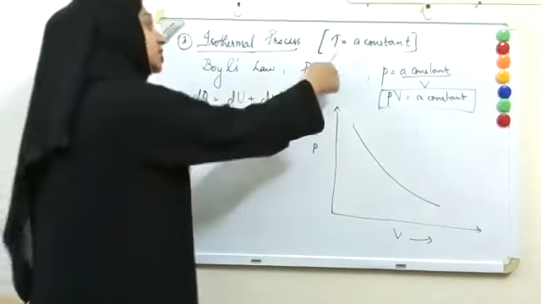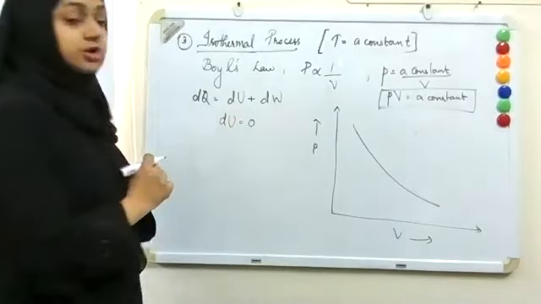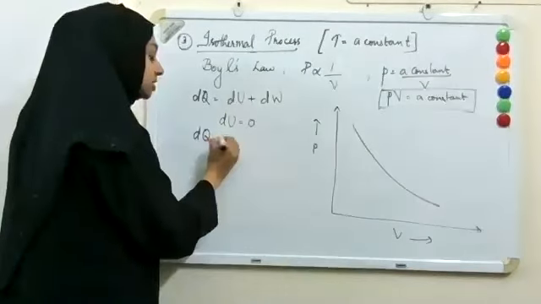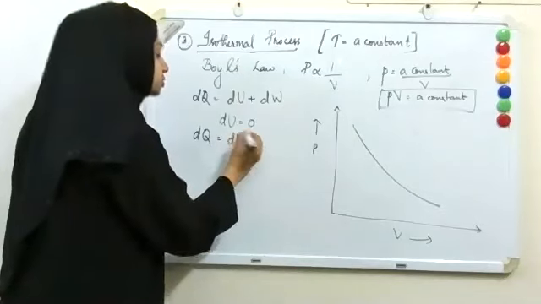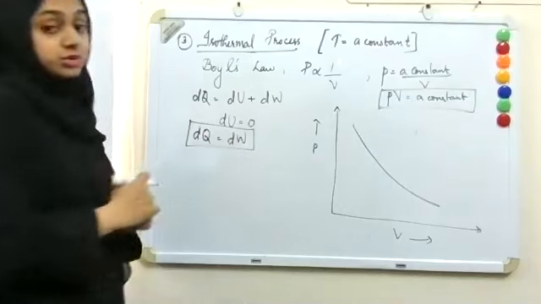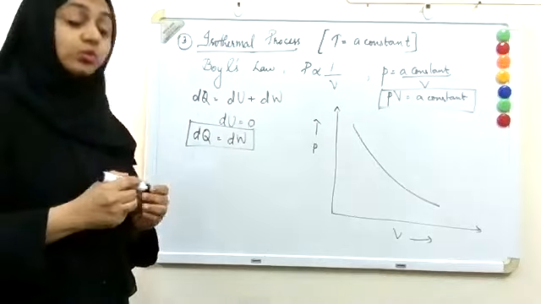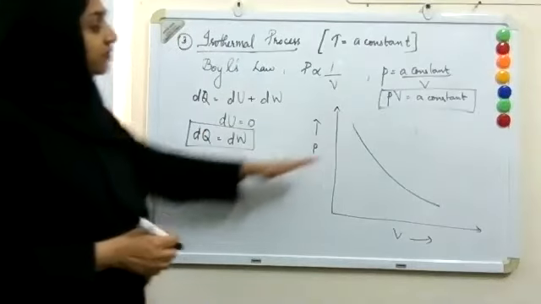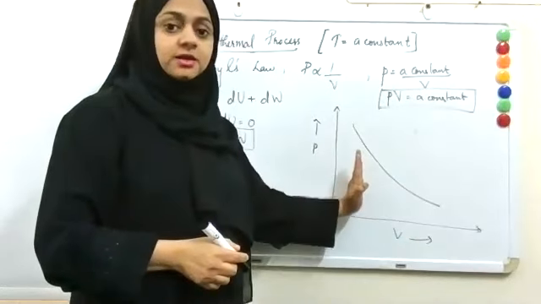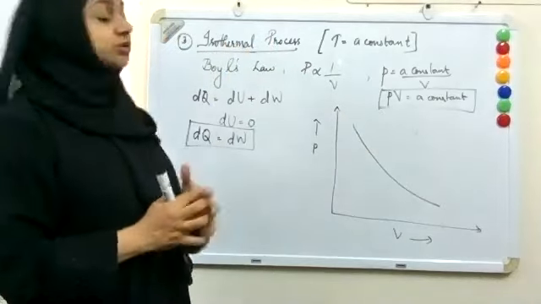Yes, there is no change in temperature, so no change in internal energy. dU is equal to 0, which means all the heat energy given will be used to do work. Now let us find what is the total work done. One method is to find the area under the PV curve. That will be the work done when a system is undergoing an isothermal process.